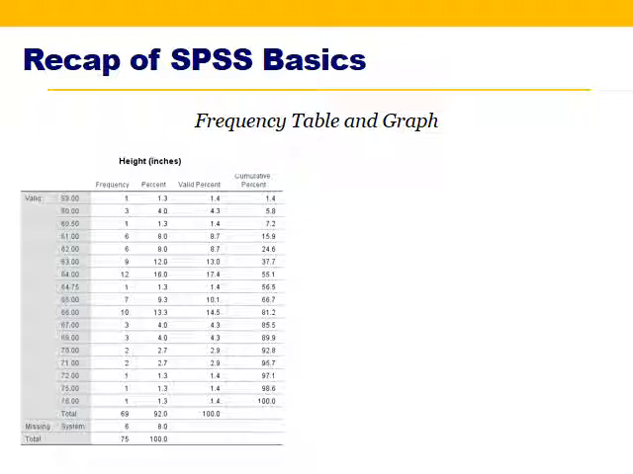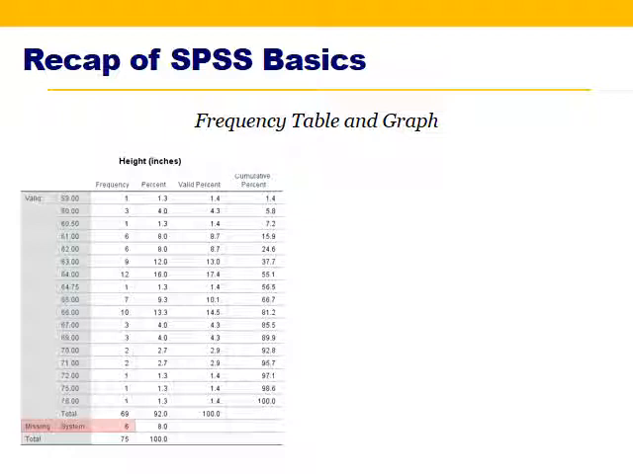So it looks like we have 12 people who are 64 inches tall. We have 10 people who are 66 inches tall. And for any of these heights, we can also say not only how many people are that many inches tall, but we can also say what percent of people are that many inches tall. Notice SPSS also tells us something called missing. Missing just means how many people didn't answer that question.